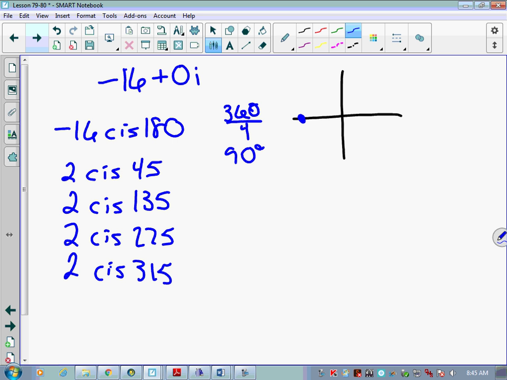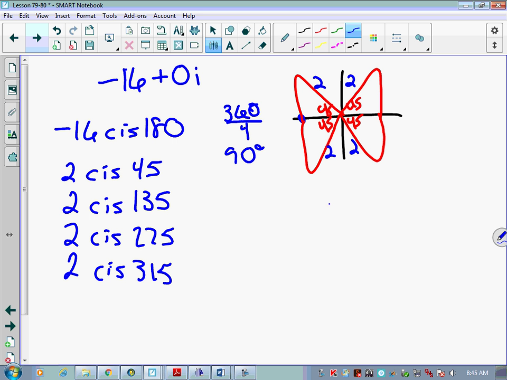What we still have to do, though, is find the rectangular coordinates of those locations. If we look at these, what we end up with is 45 degrees, 45 degrees, 45 degrees, 45 degrees, where my hypotenuse is 2, 2, 2, and 2, right? So all I really need to do, if these are 45s and it's 1, 1, radical 2, what do I need to do with the 2?